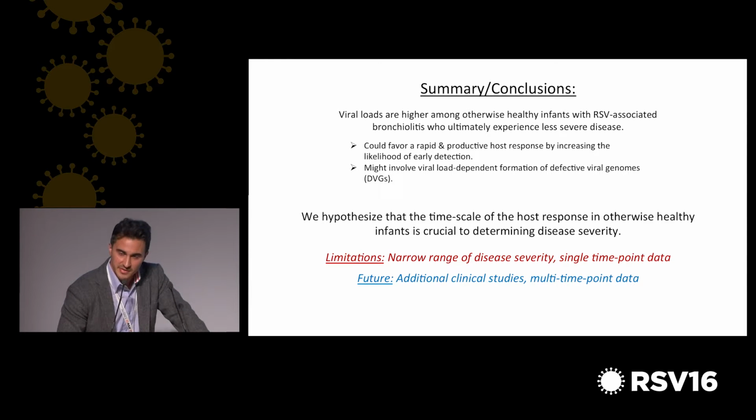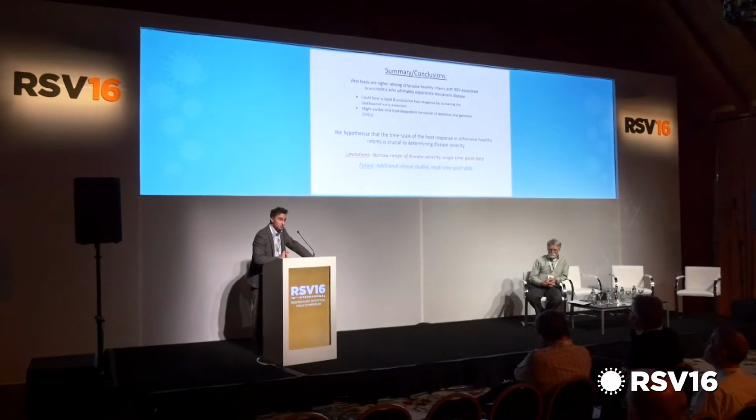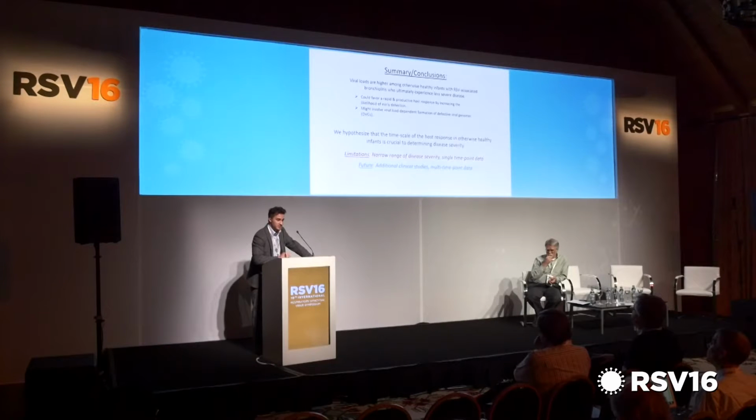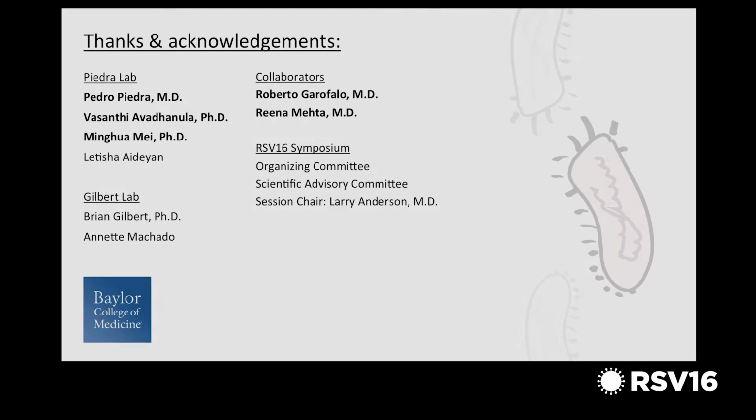And some limitations in the study are that the infants involved experienced a rather narrow range of disease severity. They all had lower respiratory tract illness. We also have single time point data. So the claim is not that infants who shed more virus over time are less sick, only that early in illness, there's a possibility that more virus means that you're less likely to experience severe disease. And in the future, we want to confirm these results and test our conclusions in additional clinical studies. And I'm measuring copy numbers in multi-time point data now. So, yeah, and thank you.